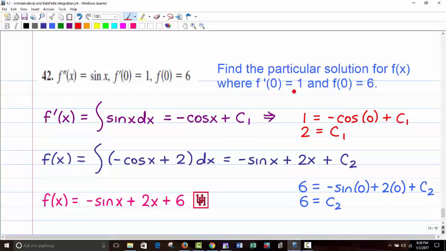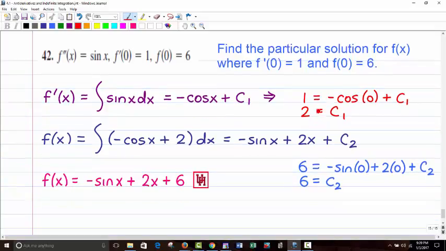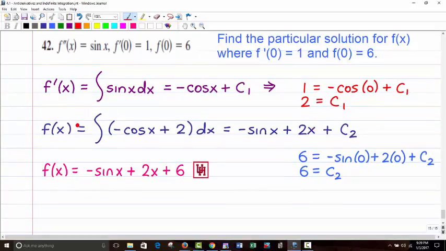So if f prime of 0 equals 1, put 0 in there for x. Keep in mind that cosine of 0 is not 0. Cosine of 0 is 1. So basically you have negative 1, then you add 1 to both sides, so it makes it 2. So that means that's the result for f prime.